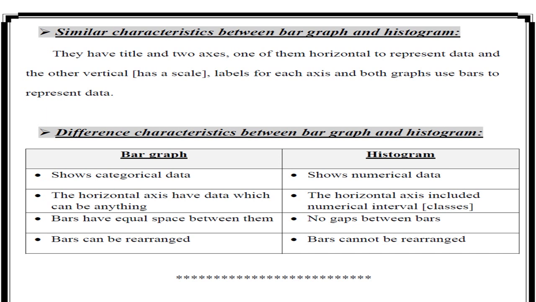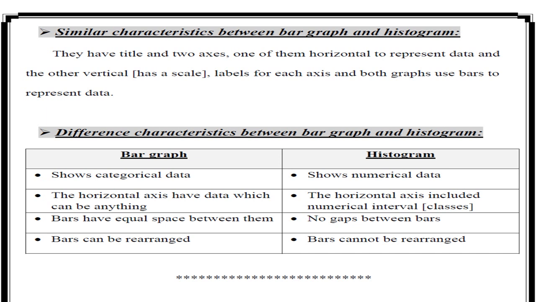The different characteristics between bar graph and histogram. The bar graph shows the categorical data, but the histogram shows the numerical data. In the bar graph, the horizontal axis has data which can be anything. In the histogram, the horizontal axis includes numerical intervals or classes.